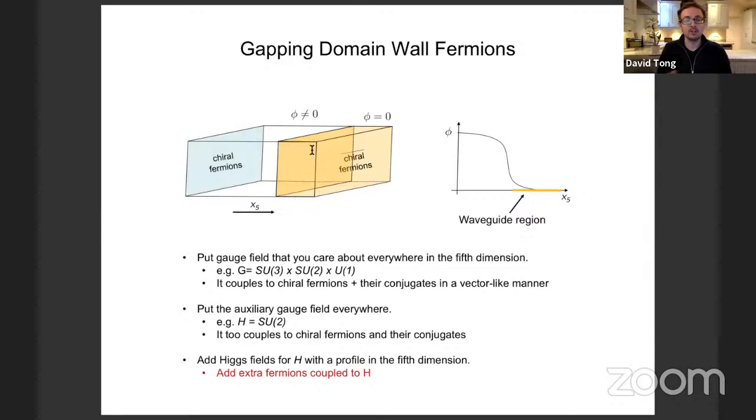And the final step, I guess I've got 2 steps here, and logically I may have put them in the wrong order, but the final step is simply to turn on a Higgs field for H so that it removes H from the dynamics on the left side of the domain wall, but keeps H active on the right side. So I've got this slice that has previously been called a waveguide in the literature. I'll stick with this. So the waveguide is this yellow region. There are 4-dimensional gauge dynamics for H taking place in the yellow slice, the kind of gauge dynamics that we've just been talking about. And the goal is that those gauge dynamics are going to gap everything on that slice, leaving the things on the left behind.